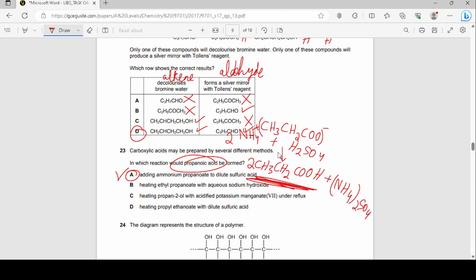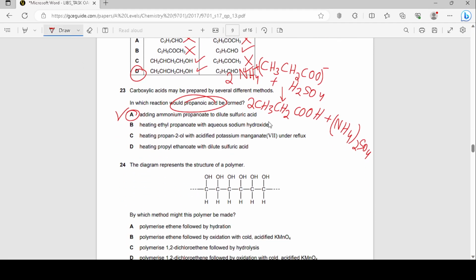Okay, so is that a balanced equation? To me, it seems balanced. So the propanoate ion just accepted two protons, and then it became propanoic acid. And then the two NH4 pluses reacted with SO4 2 minus to form (NH4)2SO4. Okay, that's a reaction. And so I would say A directly is the answer. But let's check the other options as well.